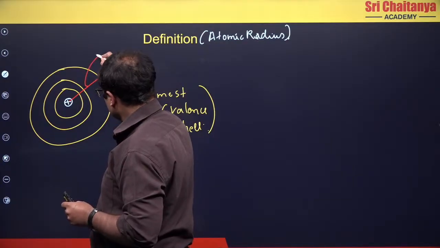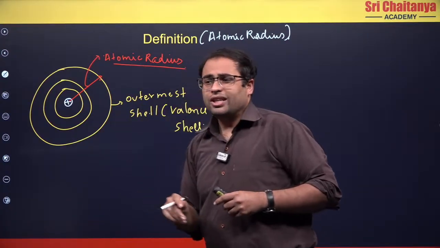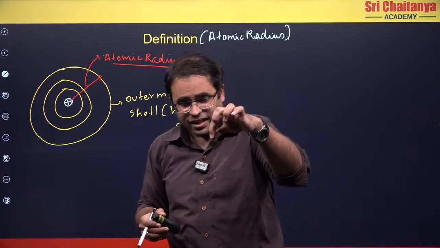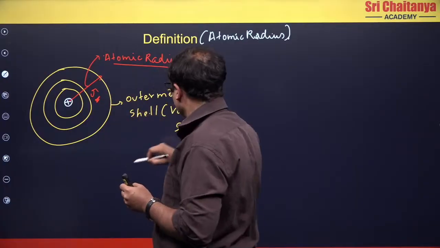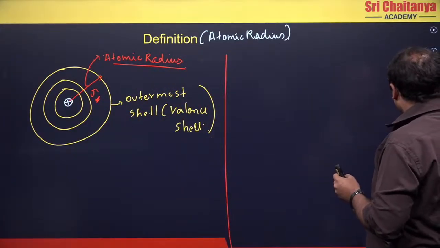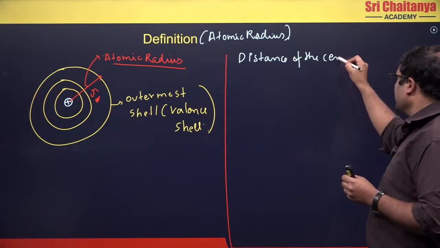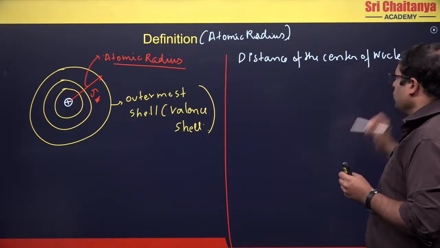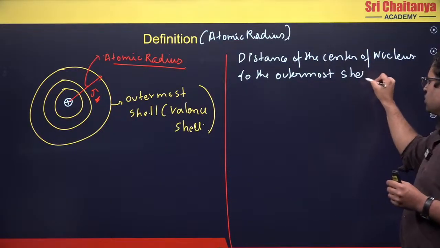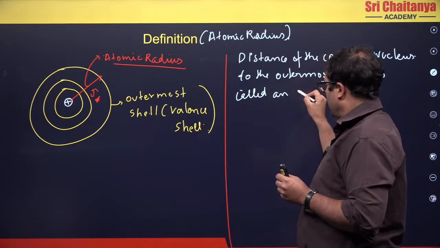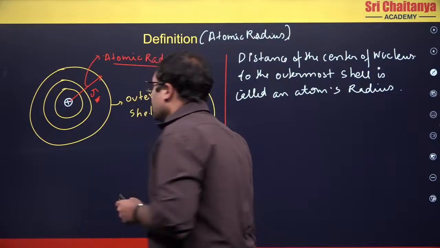Now, the distance from the center of the nucleus to the outside is called atomic radius. So the distance in an atom, from the center of the nucleus to the outermost shell or the valence shell, that distance is called atomic radius. So simply I can write it down here. Distance of the center of nucleus to the outermost shell is called an atom's radius, or you call it the atomic radius.